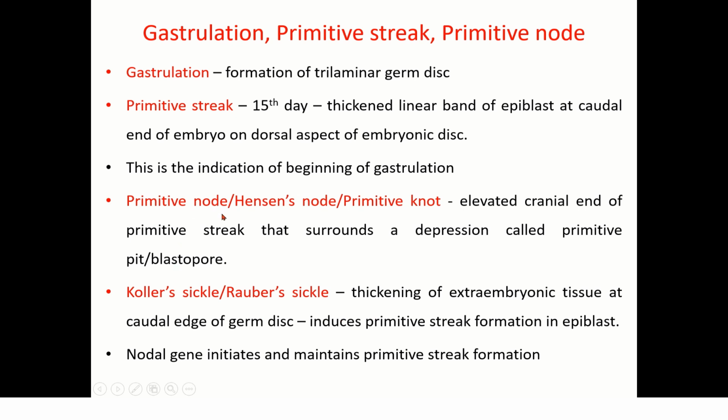So what is the primitive node, otherwise called Hensen's node or primitive knot? It's an elevated cranial end of the primitive streak that surrounds a depression called the primitive pit or blastopore. The Koller's sickle or Robert's sickle is the thickening of extraembryonic tissue at the caudal edge of the germ disc, which induces primitive streak formation in the epiblast. So the nodal gene initiates and maintains primitive streak formation.